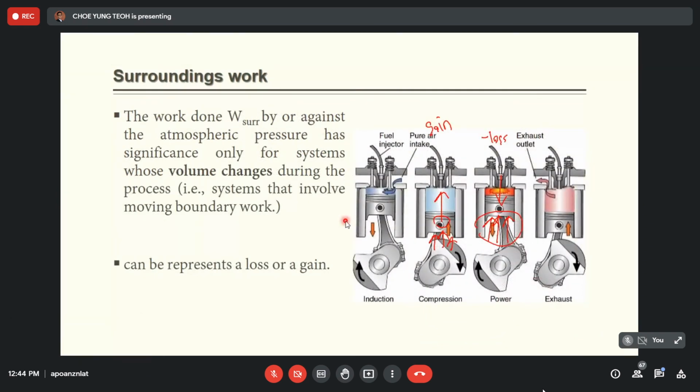So in other words, surrounding work only needs to be considered in a piston cylinder, I would say, or when something is expanding, like a balloon. When you are blowing a balloon, then you have to consider the surrounding work. When the volume is increasing or decreasing, with distance moving, then we only have to consider the surrounding work.